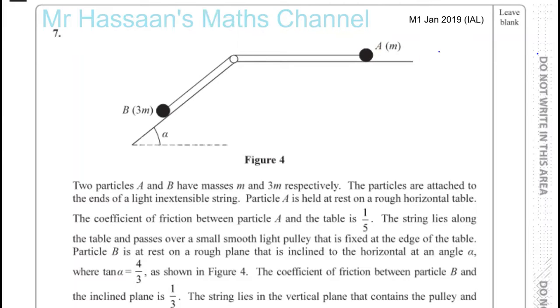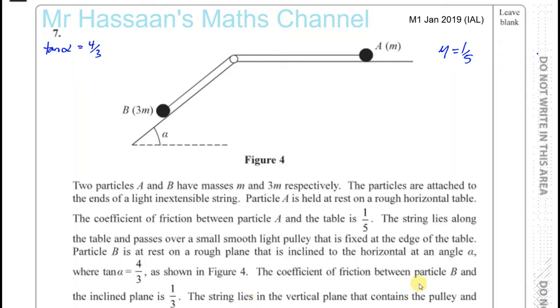Just write that down. The string lies along the table and passes over a smooth light pulley that is fixed on the edge of the table. Particle B is at rest on a rough plane that is inclined to the horizontal at an angle alpha, where tan alpha equals 4/3. So tan alpha is equal to 4/3, as shown in figure 4.